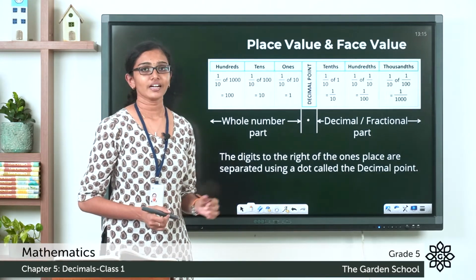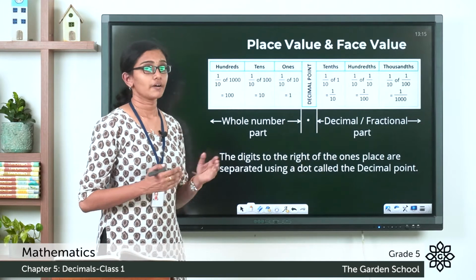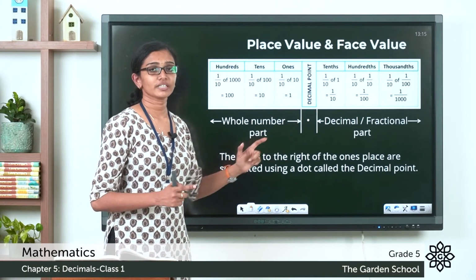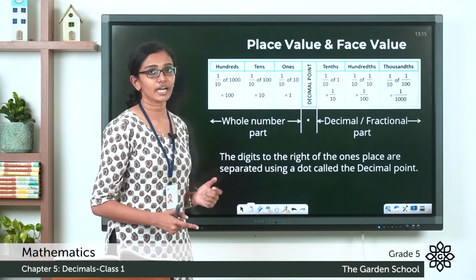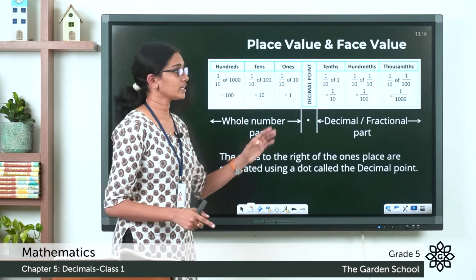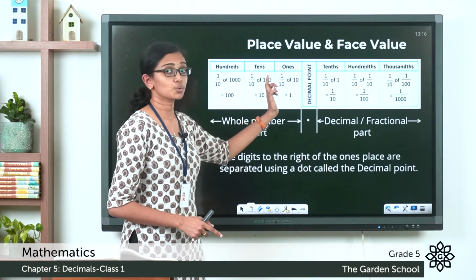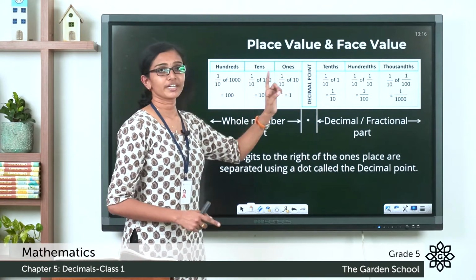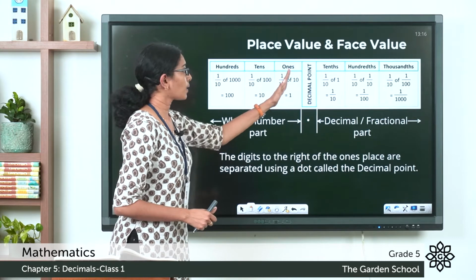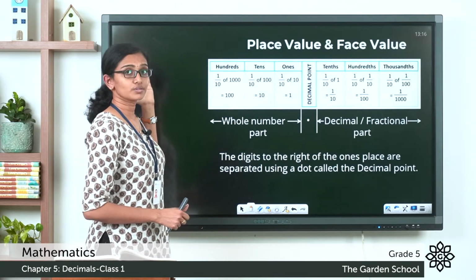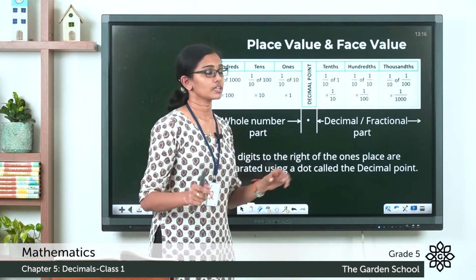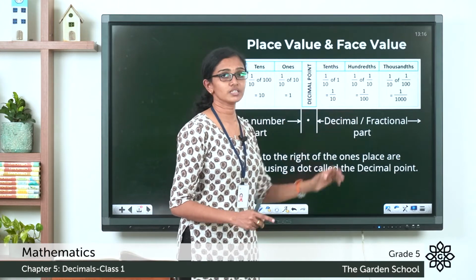So here is a place value chart from the example given in your textbook. We have seen that when you move from the ones place towards the right, the place value gets decreased by 1 by 10 every time you move to a lower place. The digits after the ones place towards the right are separated by a point called the decimal point. So in the place value chart, it is represented as the ones, tens, hundreds and so on to the left, and after that there is a decimal point, and after that you have the tenths, hundredths, thousandths and so on.